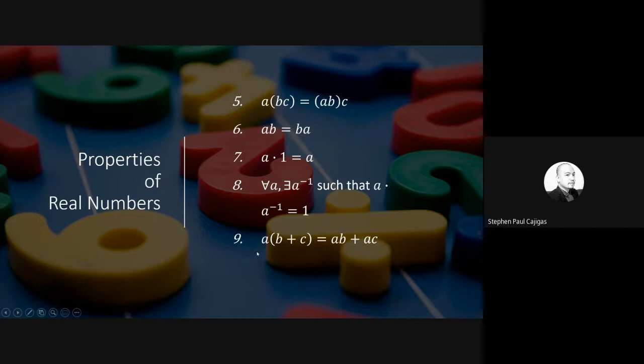And then we have the distributivity property. So if you multiply a to the sum of b plus c, then you will be getting a times b plus a times c.